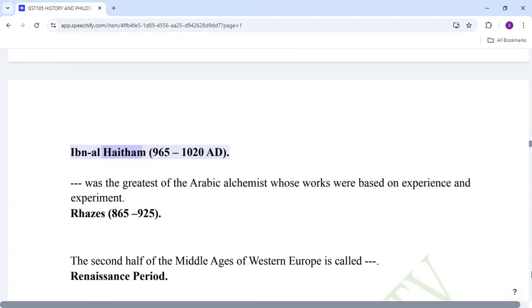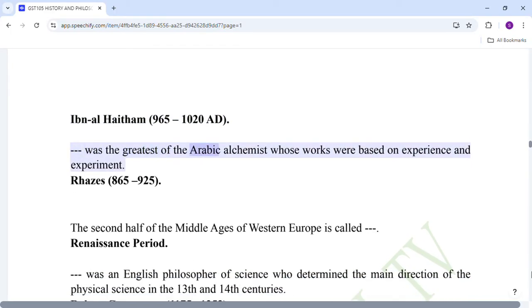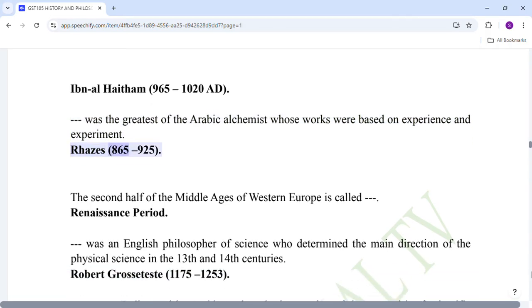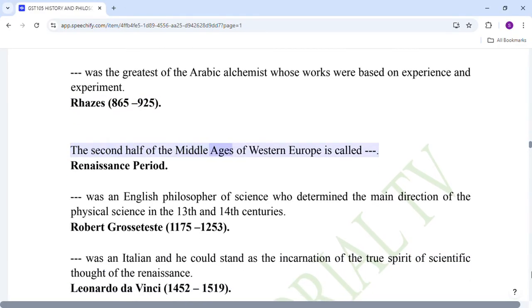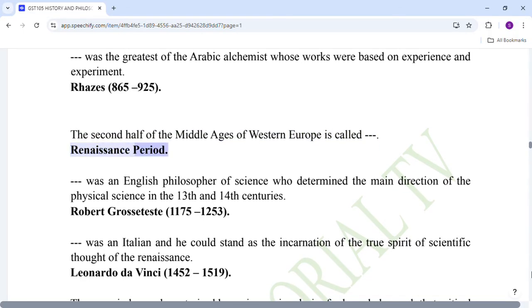Ibn al-Haytham, 965 to 1020 AD. Rhazes was the greatest of the Arabic alchemists whose works were based on experience and experiment. Rhazes, 865–925. The second half of the Middle Ages of Western Europe is called the Renaissance period.